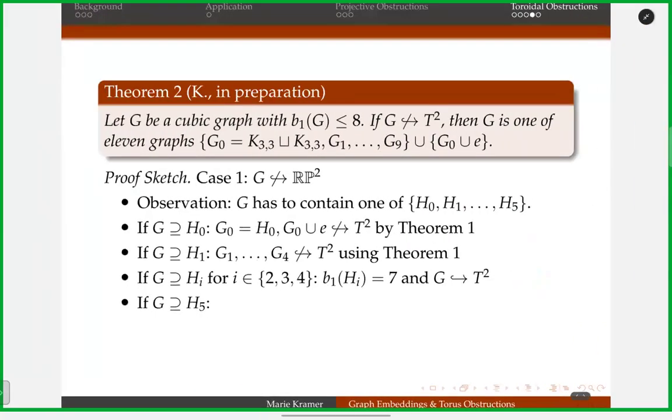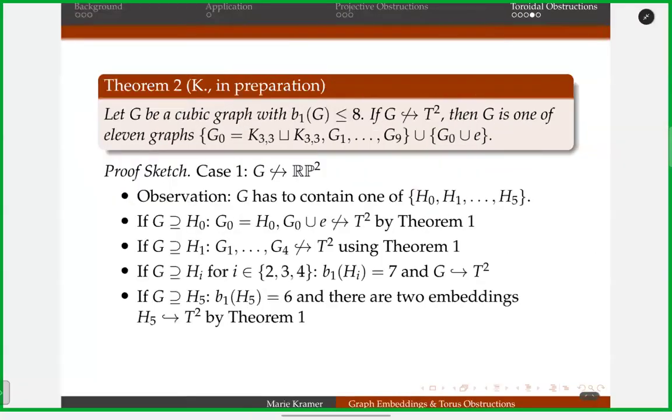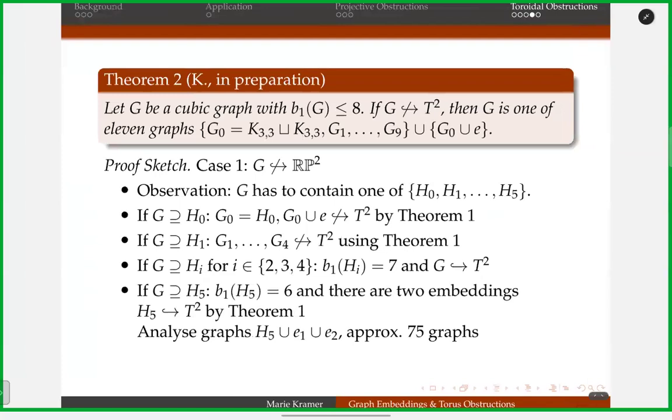So the last case, if G contains H5, again, it is similar, but it was just more annoying because H5 is smaller. It only has Betti number 6. So to get it all the way up to Betti number 8, potentially, we're going to have to attach 2 edges. Attaching one edge in the way we've been doing increases the Betti number by 1, unless you have a disconnected graph. So we have to analyze graphs of the form H5 union an edge and then another edge, where in particular this second edge could attach to the edge that we added in the first step.